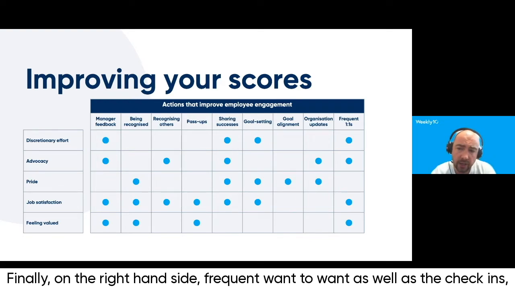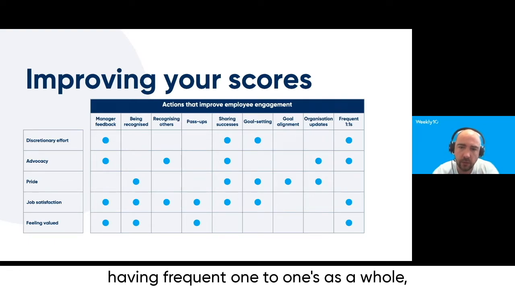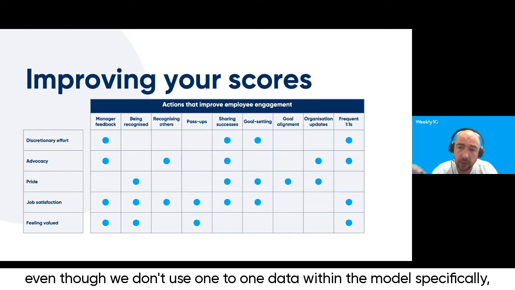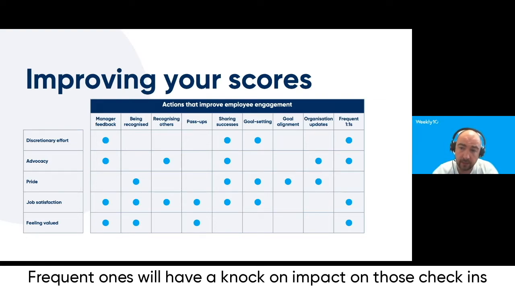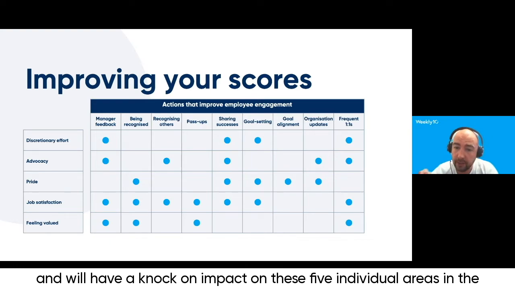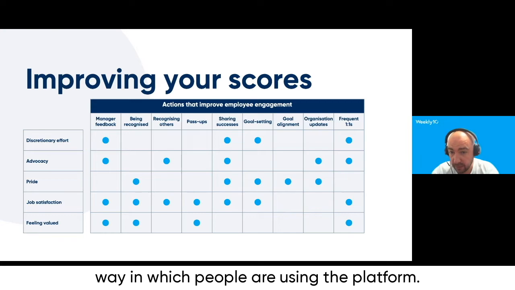Finally, on the right hand side, frequent one-to-ones, as well as the check-ins. Having frequent one-to-ones as a whole, even though we don't use one-to-one data within the model specifically, it tends to be more towards the check-in data. Frequent one-to-ones will have a knock-on impact on those check-ins, and will have a knock-on impact on these 5 individual areas in the way in which people are using the platform.